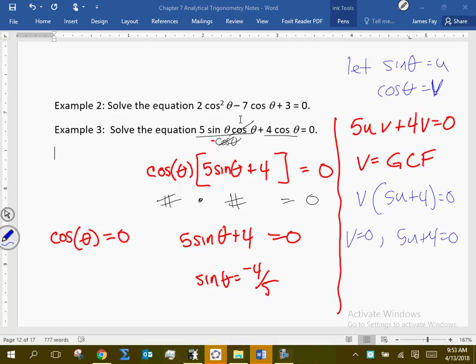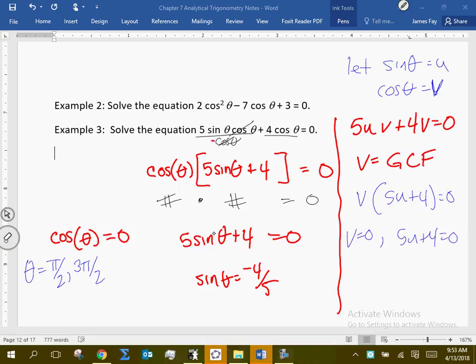But now what do we do? Well, you know these solutions from the unit circle hopefully pretty easily. Where is cosine of theta equal to 0 on the unit circle? Yeah, pi over 2 and 3 pi over 2.